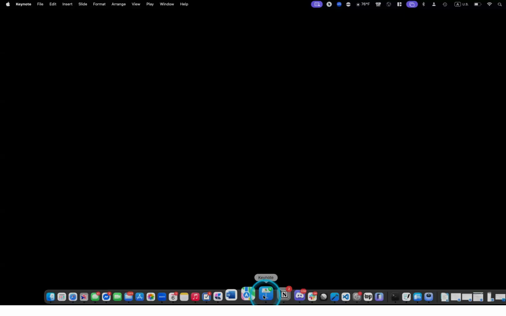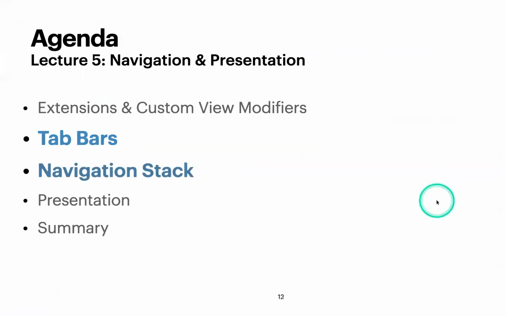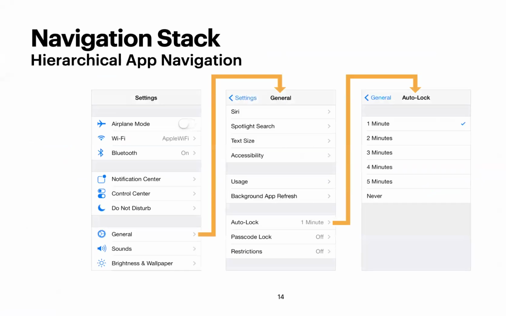Okay, so that's tab bars. Next, let's talk about NavigationStack. Navigation stacks are hierarchical. What that means is, for example, I think the most prominent example of a navigation stack is the Settings app.